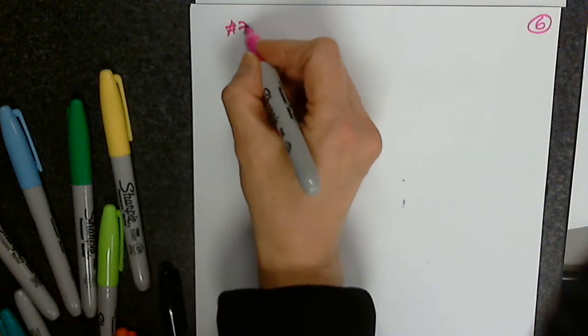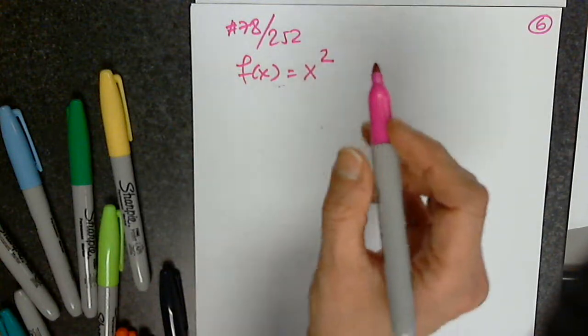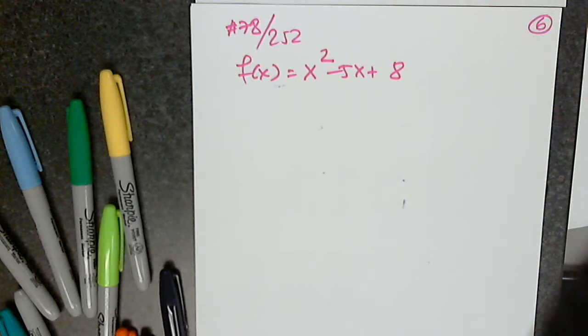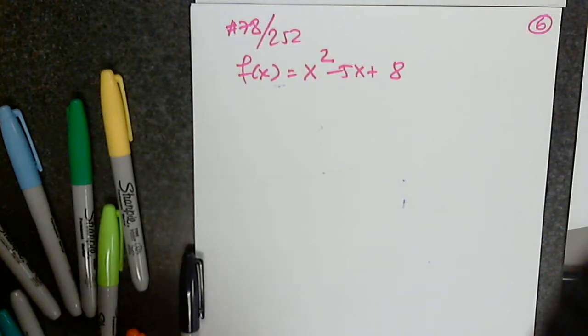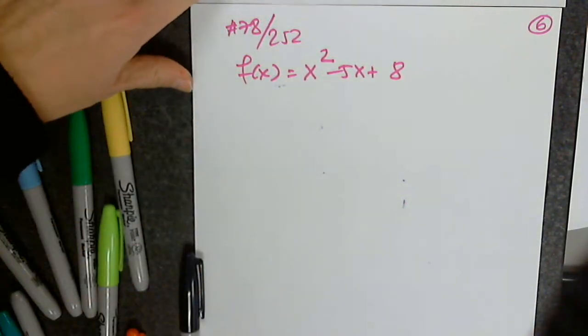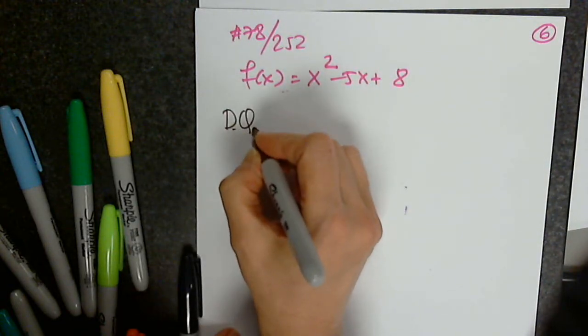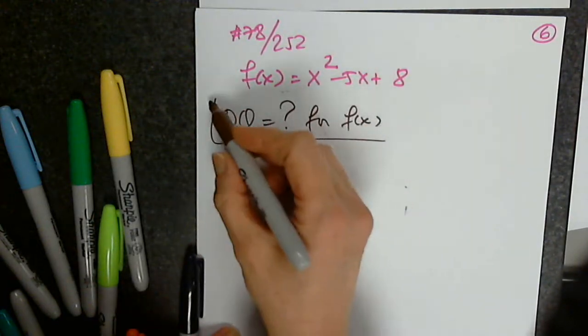I would like to choose 78. Are you okay with 78? Yes? 78 on page 252. Let's take a look. F of x equals x squared minus 5x plus 8. I am not asking you to remember the difference quotient. Once you write it 3 times, you will probably automatically remember it, but it will be given to you on the test. So I am asked to find the difference quotient for f of x.